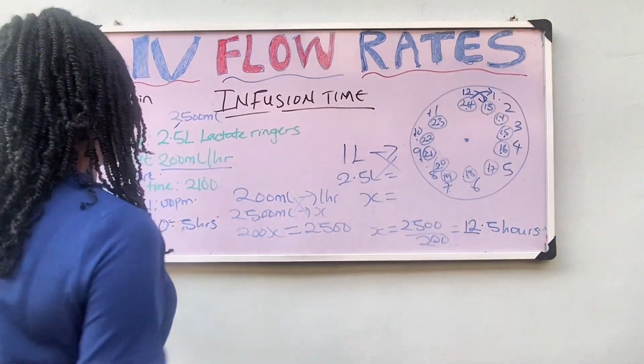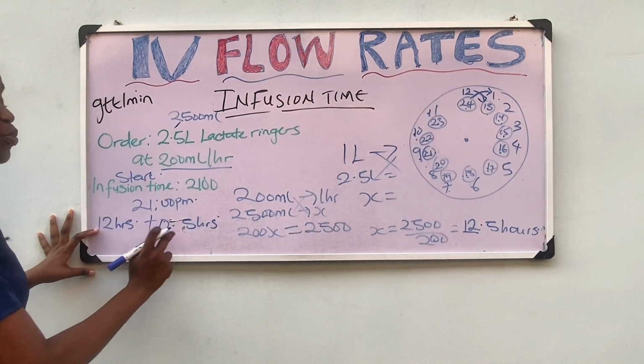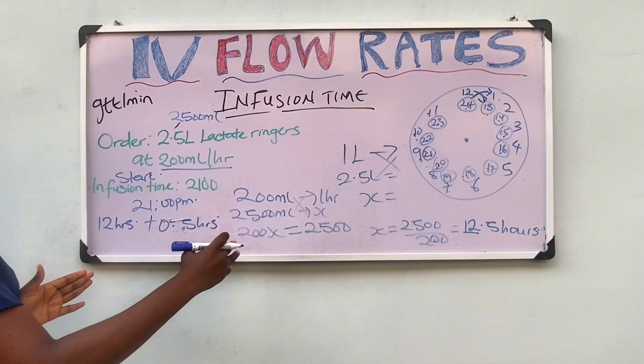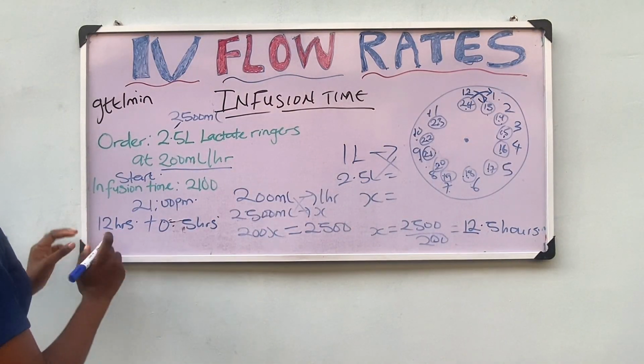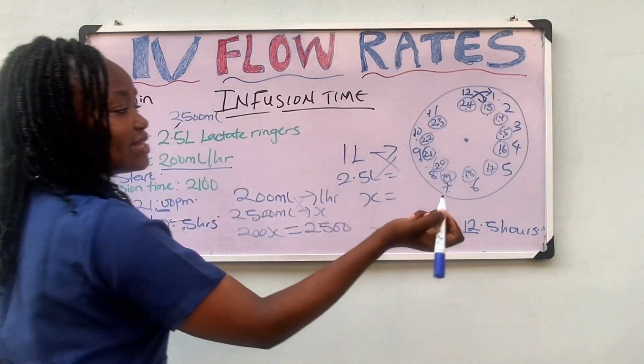Okay, so the first thing we want to do, we're going to separate our 12.5 hours to be 12 hours plus 0.5 hours. Why? Because of the decimal point, and there is nothing like 12.5 hours. So when we separate this, the first thing we want to add to our 21.00 p.m. is our 12 hours. Okay, so let's start that.